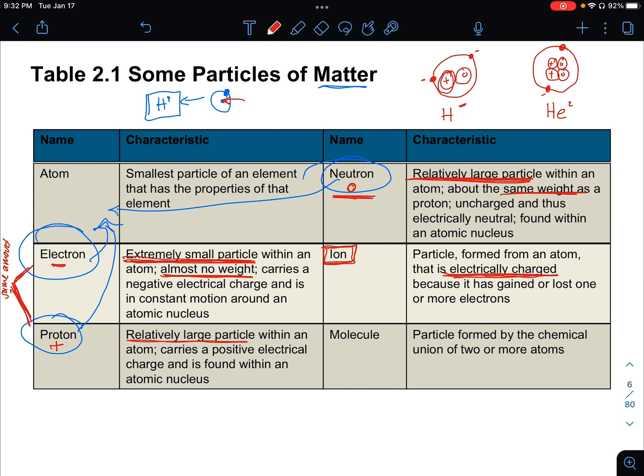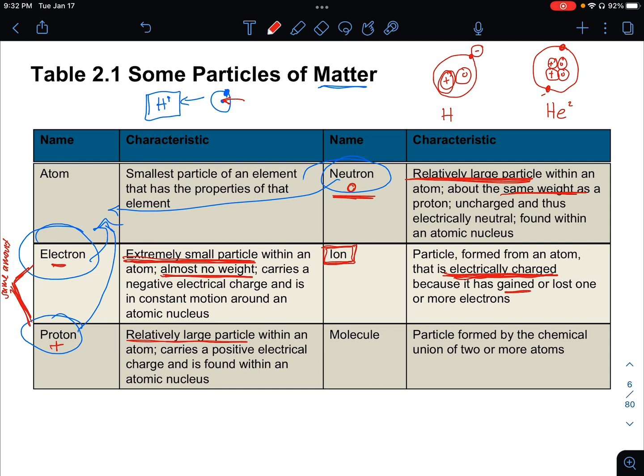So it is electrically charged because it has gained or lost electrons. It has gained an electron, meaning it has two negative charges over one positive, making it even more negative. If it loses that electron that it had before, it is now back to electrically neutral. So this is back to our original hydrogen atom.